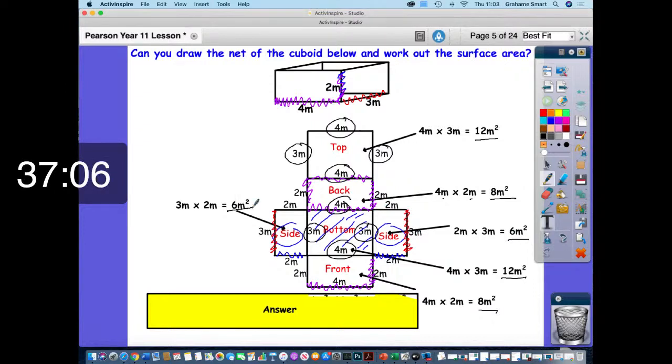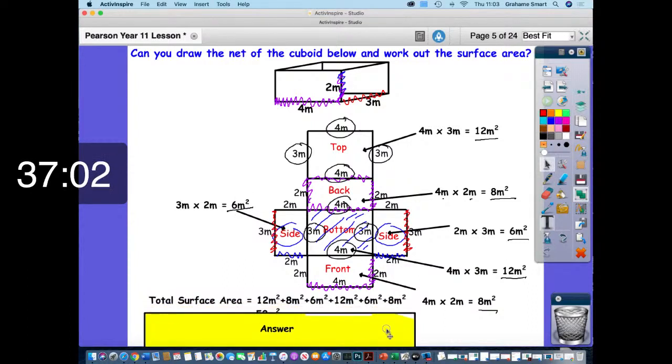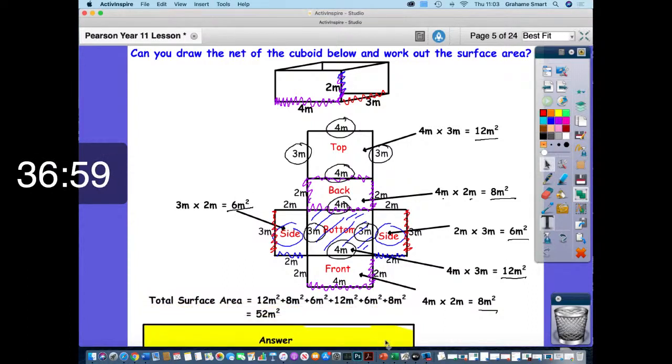And I'm not done yet. I've done quite a lot of work. None of it's particularly difficult, but I need to add those all together to give me the surface area, which is what I've done now. So I've done 12 meters squared, add 8 meters squared, add 6 meters squared, add 12 meters squared, add 6 meters squared, add 8 meters squared, added them all together, and that's given me 52 meters squared in total. So the total surface area of that cuboid was 52 meters squared, and there's quite a lot to do to get all of those marks on that type of question.